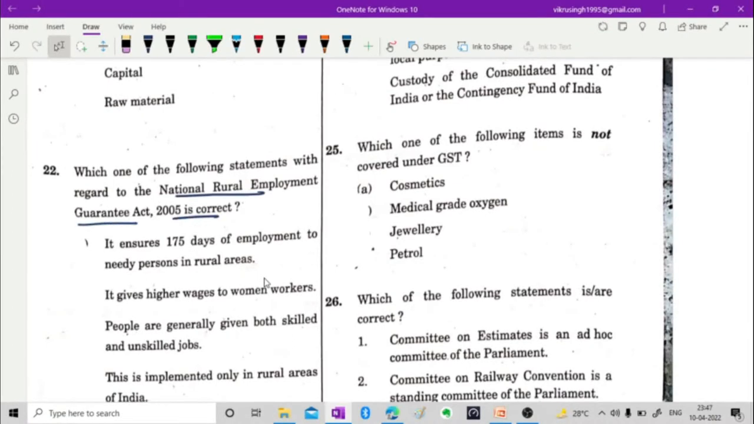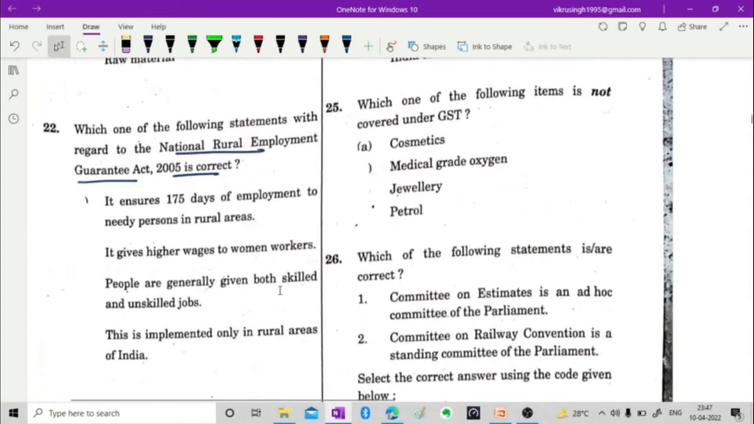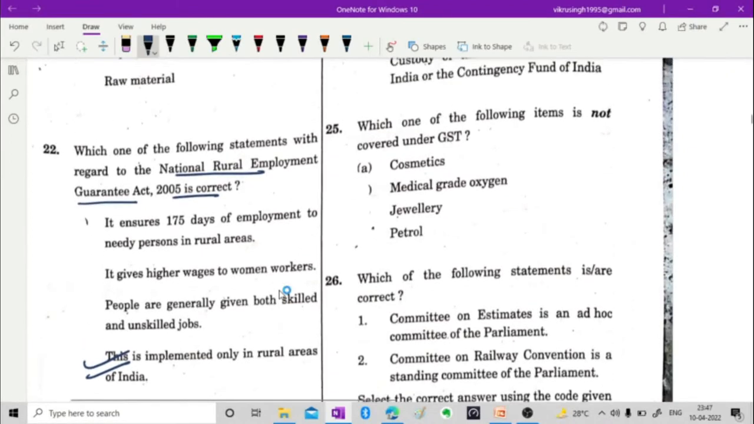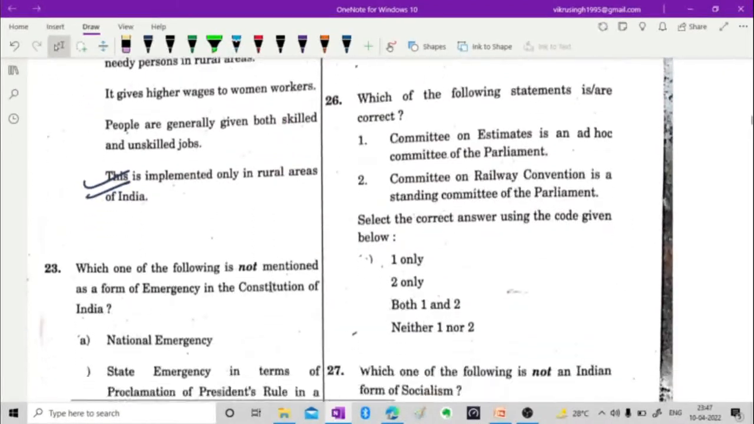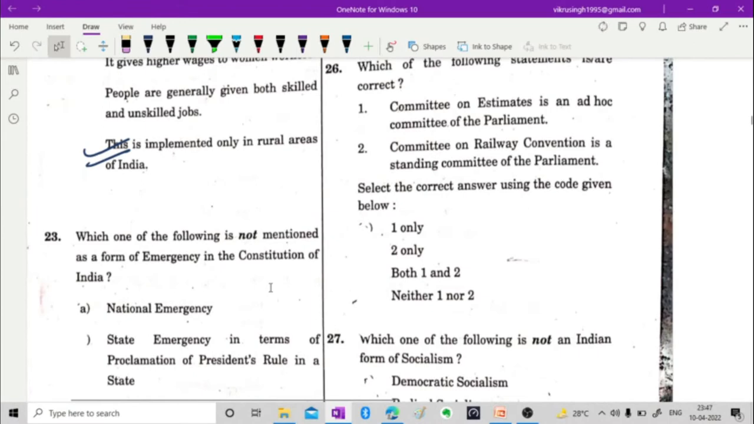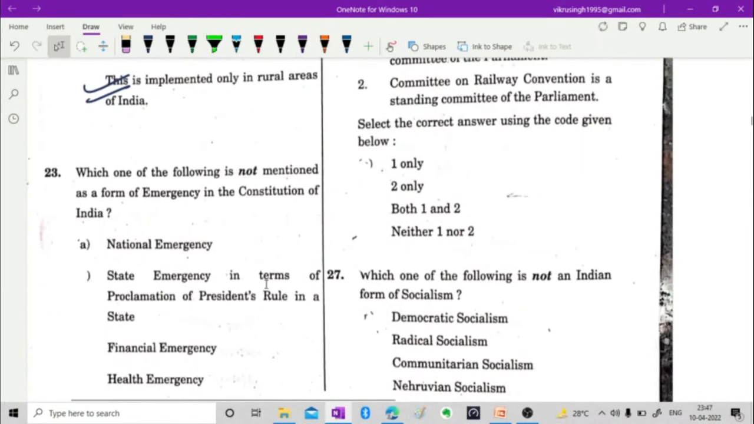Question number 22, which one of the following statements with regard to MNREGA, the National Rural Employment Guarantee Act, is correct? So which one is correct? This is implemented only in rural parts or rural areas of India. It is true.